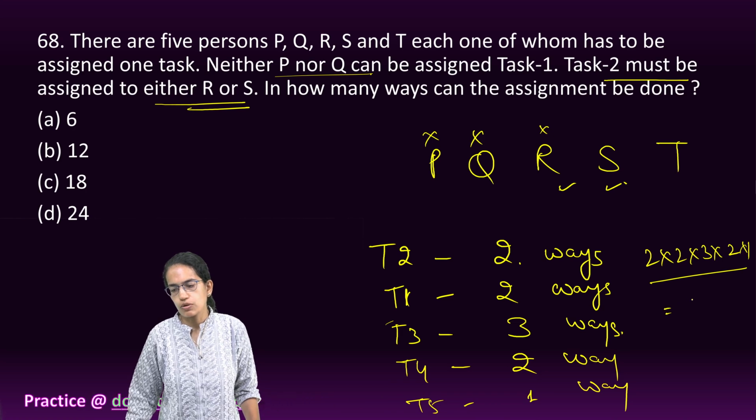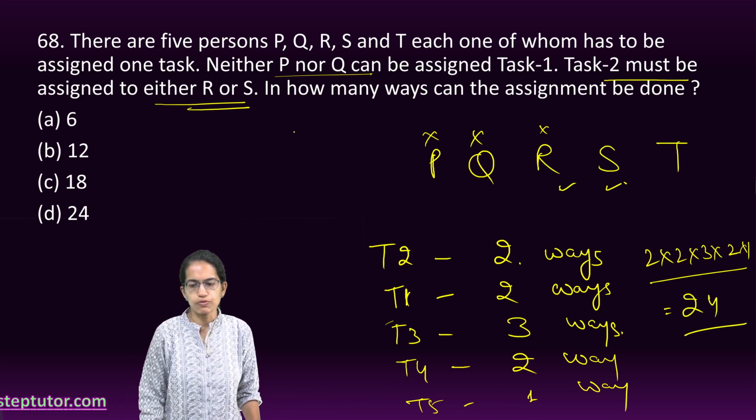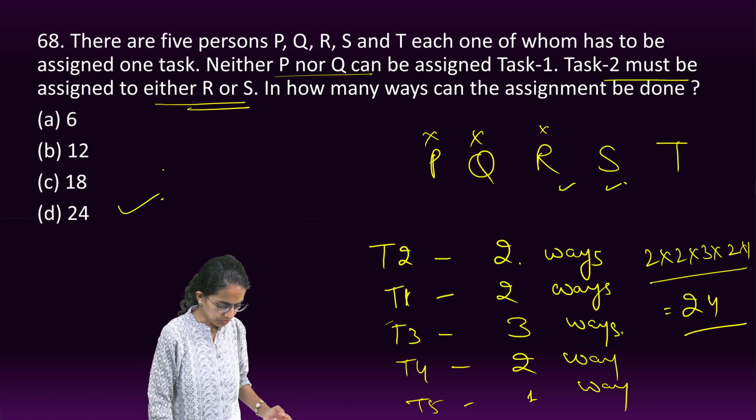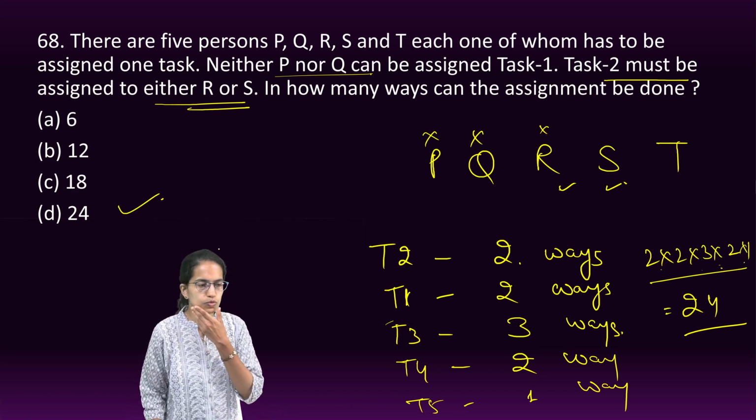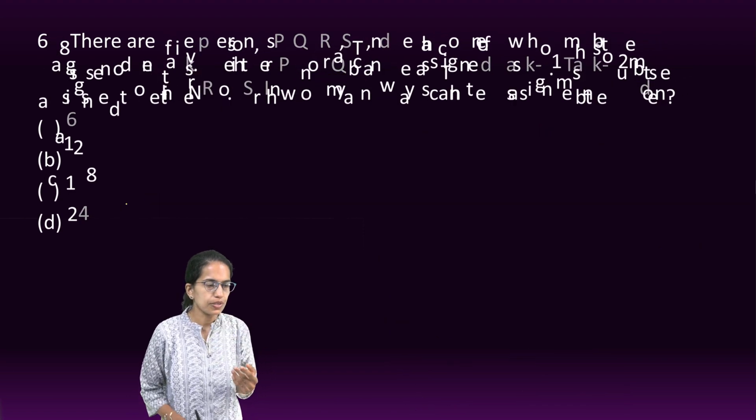So that gives you how much? That gives you 24. So 24 again is the right option for this question. So it's 8 into 3 is 24. So 24 is the right answer.